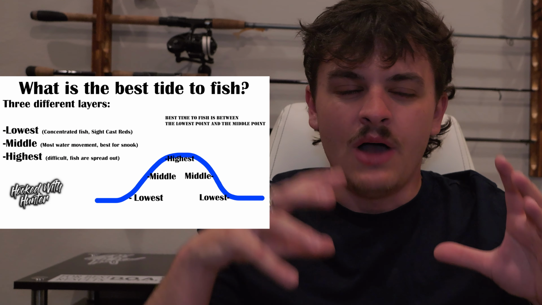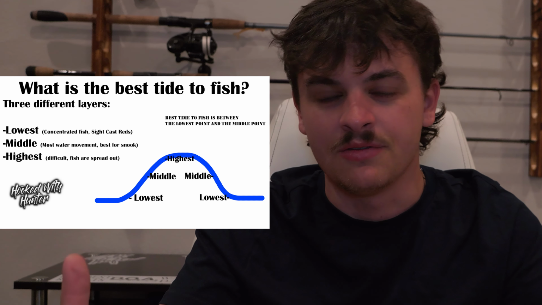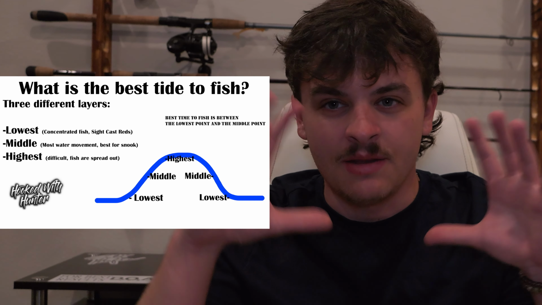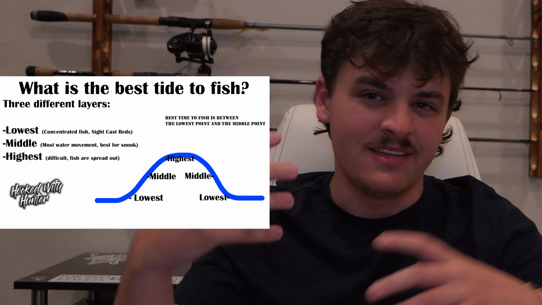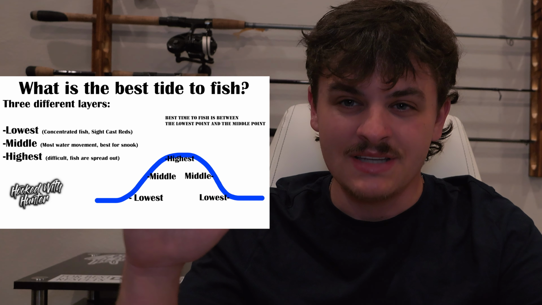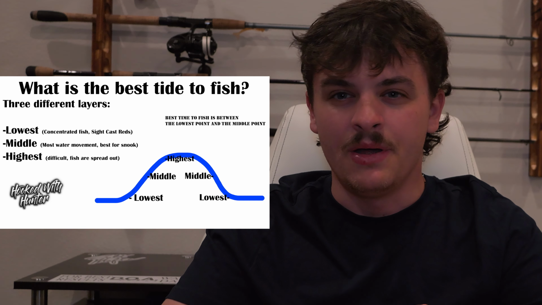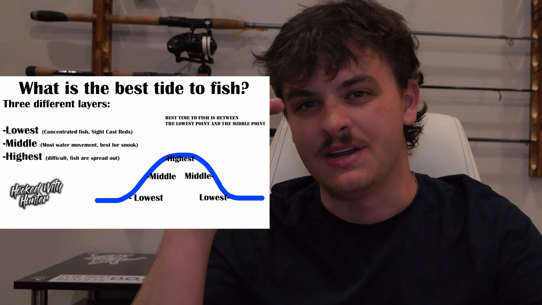I'll make a graphic. So I personally don't believe that there's that much of a difference, especially when you're inshore fishing. And this whole video is primarily talking about redfish and snook, because that's what I target the most. But I don't believe it matters if it's an incoming tide or an outgoing tide. What I think matters is where it's at in that tide. And that's what I mean when I say 3 different levels to it.